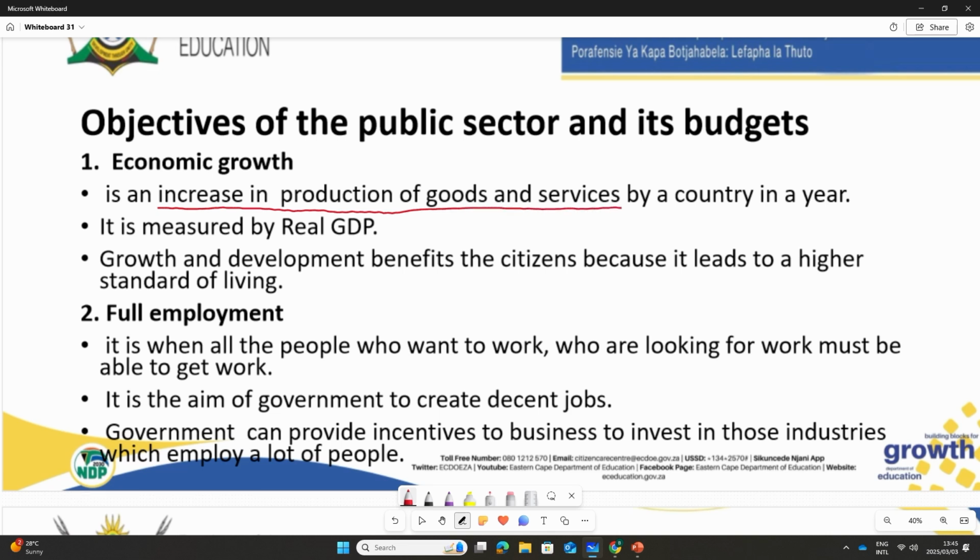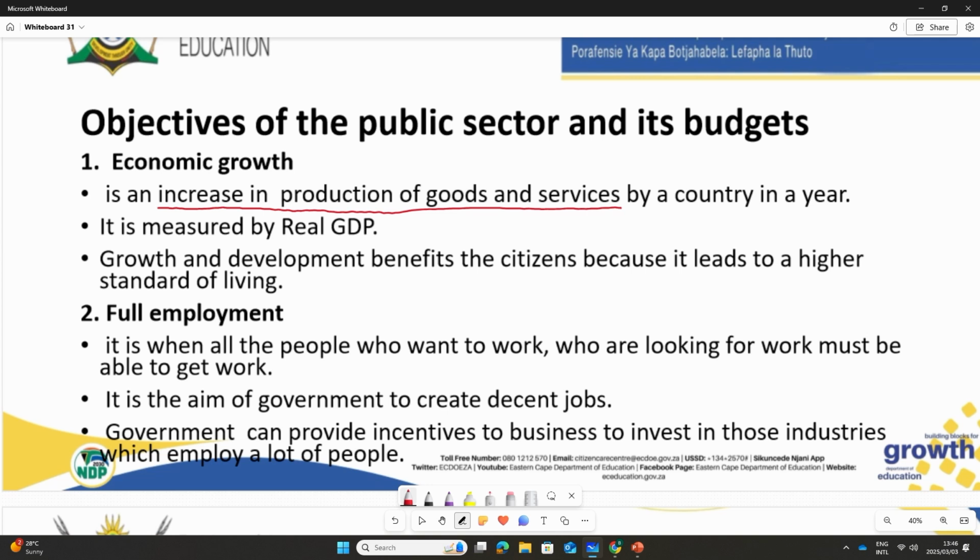Then the second point says it is measured by the real GDP. So we see that there is economic growth or economic decline by real GDP. What is GDP? GDP is the total value of all goods produced within the boundaries of a country during one year. So if there is an increase in the value of goods that have been produced within the country, it means that it is economic growth.